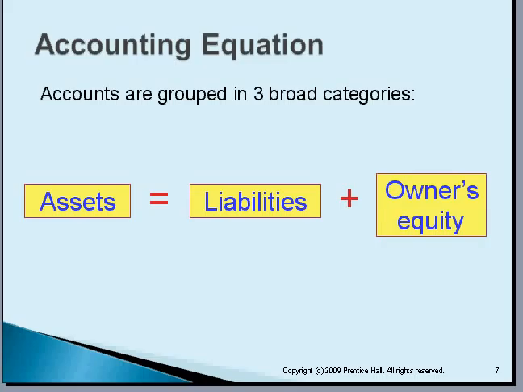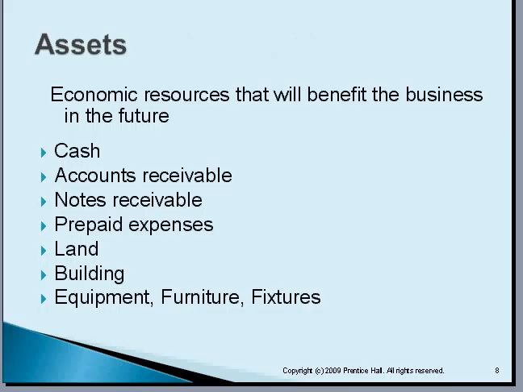We talked in Chapter 1 about the accounting equation. The accounting equation will always be able to assist you no matter what kind of an accounting course or work you may be doing. We said that we've got 3 broad categories: assets, liabilities, and owner's equity. Assets. These are economic resources that benefit the business in the future.